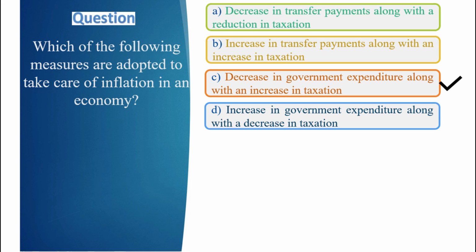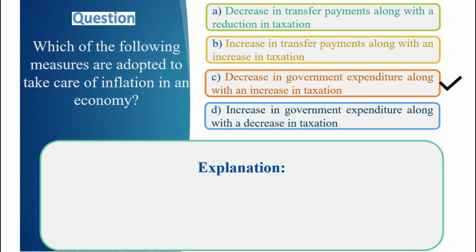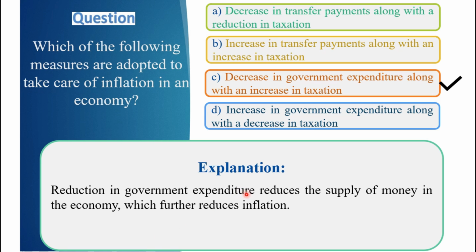And the correct answer for this question is option number C, decrease in government expenditure along with an increase in taxation. Because reduction in government expenditure reduces the supply of money in the economy, which further reduces inflation.